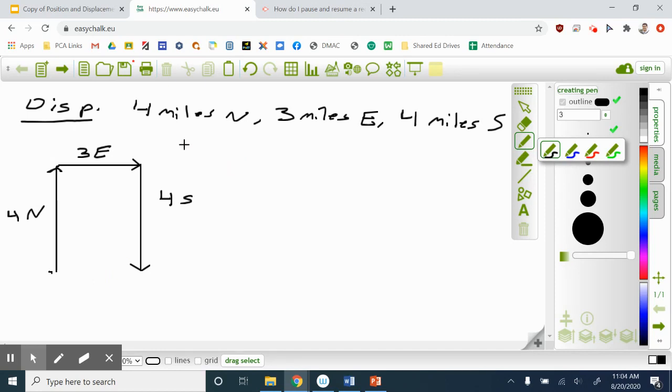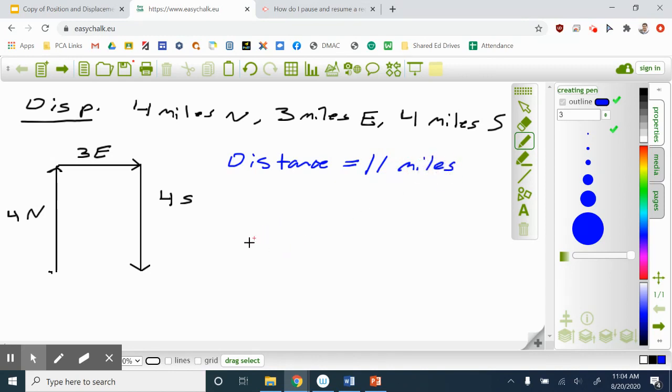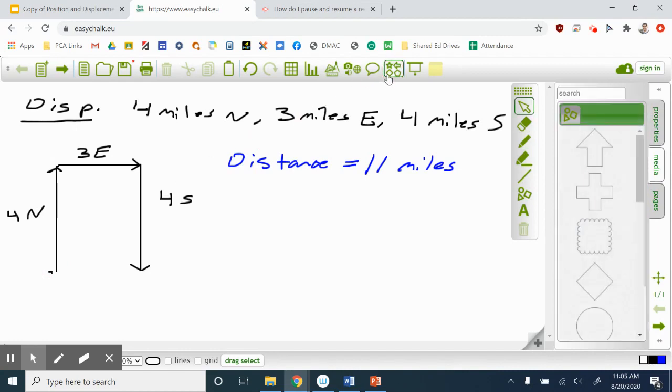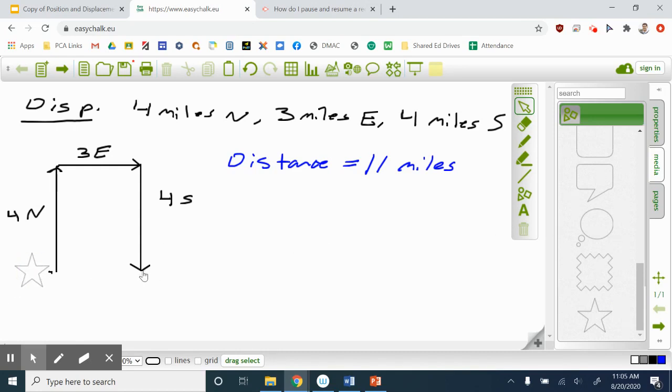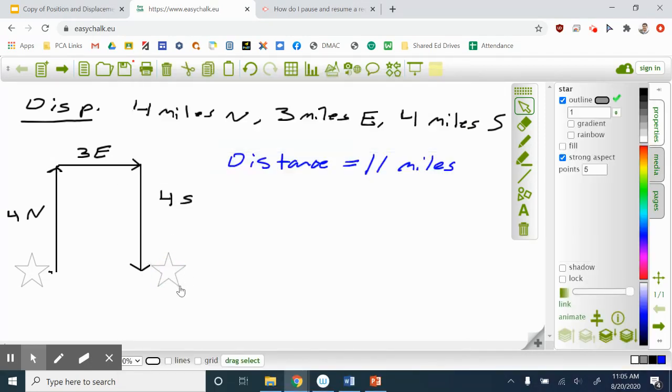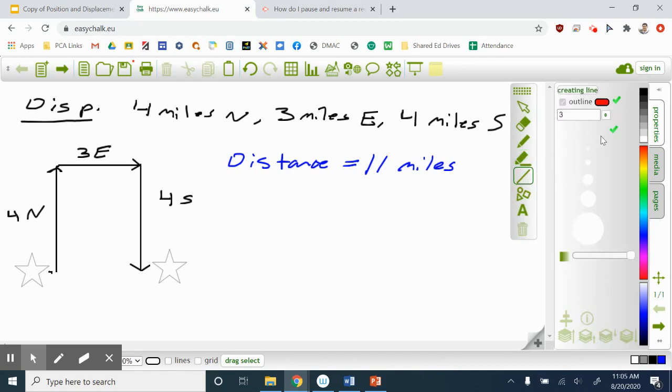So before I walk you through how to find displacement, I want you to notice that his distance traveled is equal to 4 plus 3 plus 4, 11 miles. It's a very similar scenario to our last problem. He traveled 11 miles. But remember the definition of displacement. Displacement looks at only where you began and where you ended. So where I began and where I ended, which is right here.